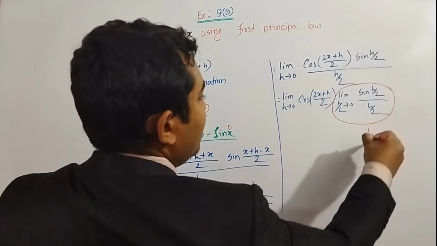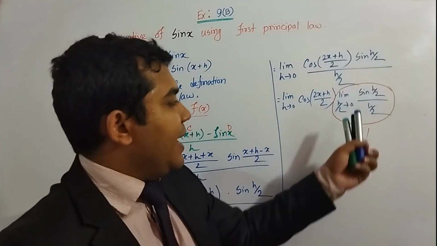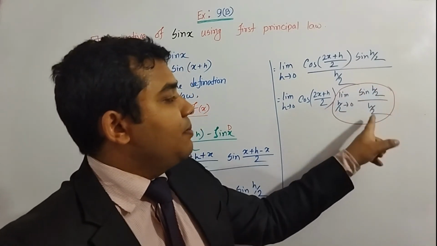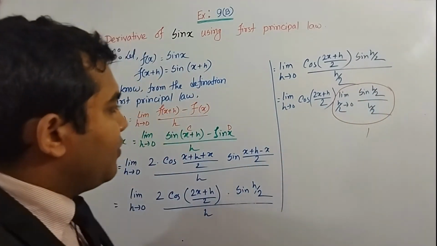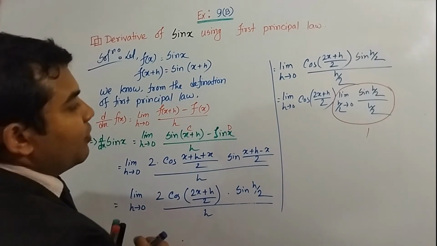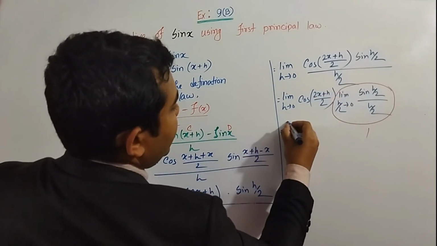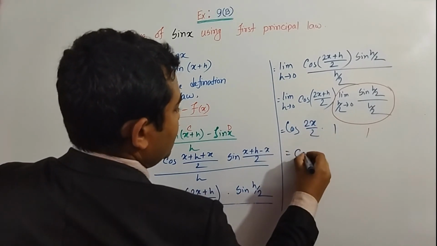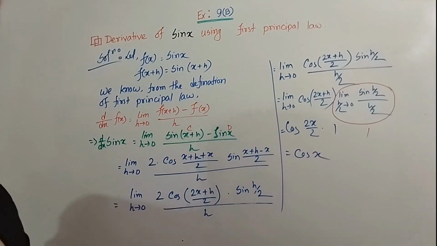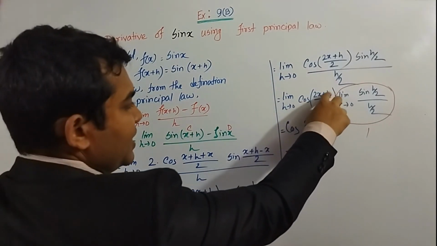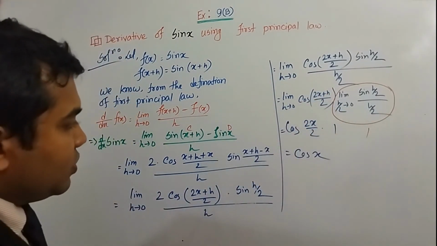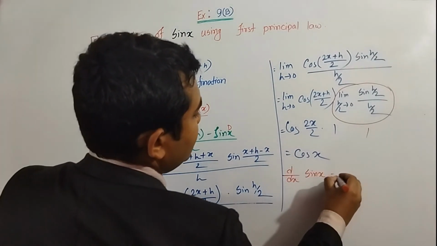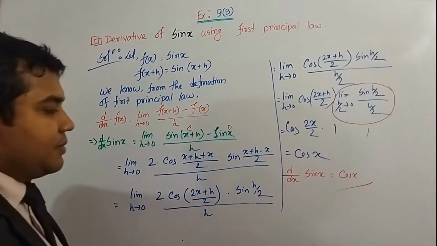1. Why? Because we have a formula: as x tends to 0, sine x by x is 1. And here if we put the value of h in here, then we can write cos of 2x by 2 into 1. So we have found cos x. I mean 2x plus 0, so 2x by 2. So what have we found finally, d/dx of sine x is equal to cos x.